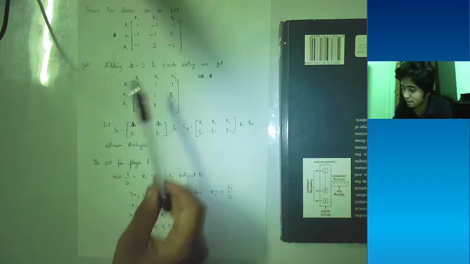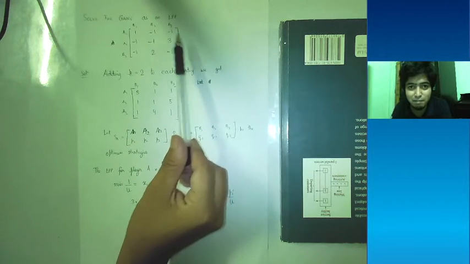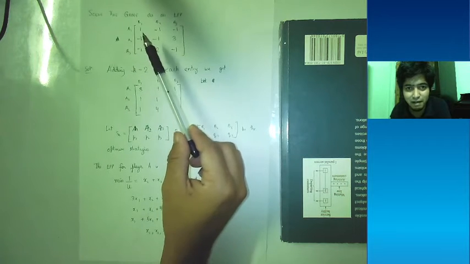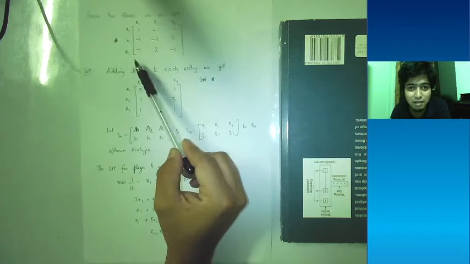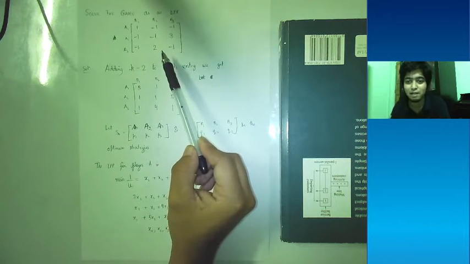So over here there's a game between two people. This is the pair of matrix where they are having 1, -1, -1, -1, -1, 3, -1, 2 and -1.